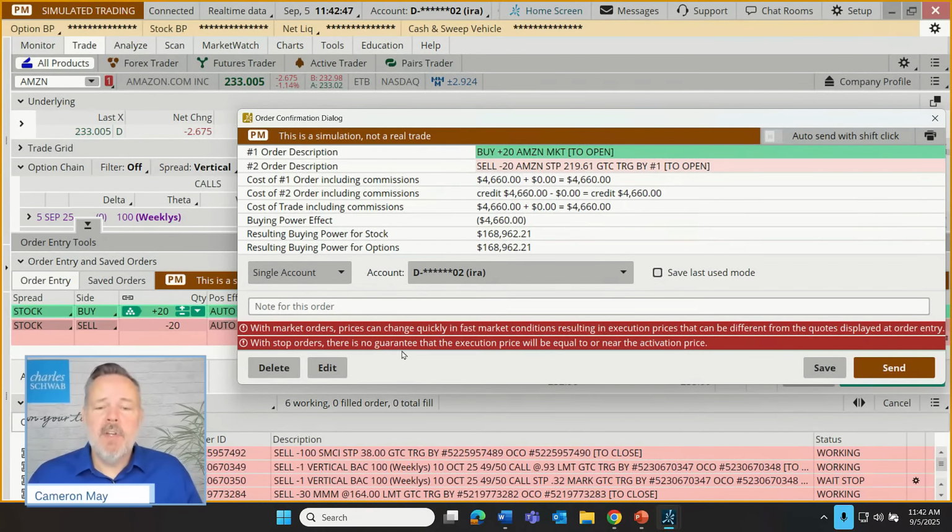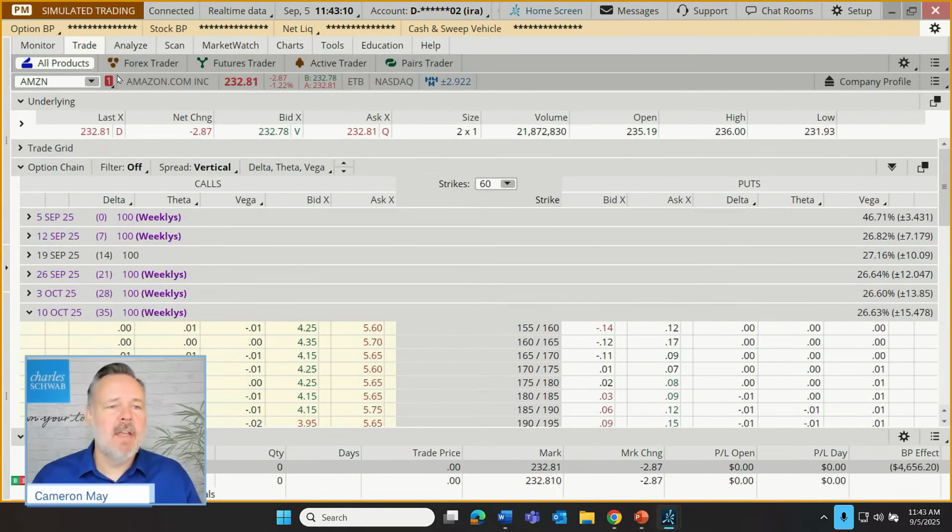With stop orders, there's no guarantee that the execution price, the price we actually receive if the stop is triggered, will be equal to or near the activation price. In this case, that's a 219.61 activation that would trigger a market order, and we might sell for less. Let's send this order off. No commission on this trade. There can be on some types of trades. So let's send that off.